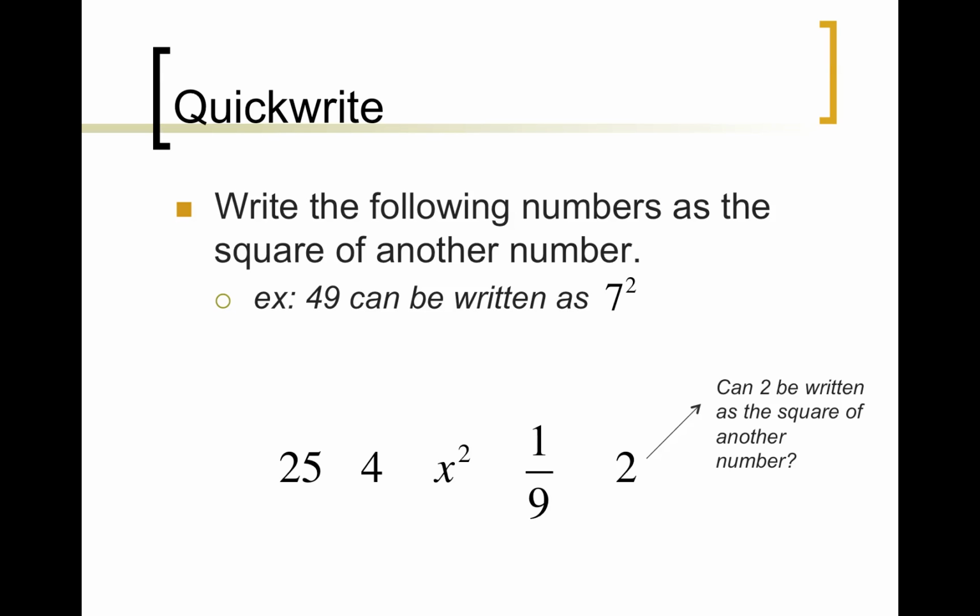So I want you to write down the following numbers as the square of another, and I've given you an example. 49 can be written as 7 squared. So here are 6 others: 25, 4, x squared, 1/9, and 2. Well, 5 really. Tricky. Can 2 be written as the square of another number? I guess we'll see. Do the best you can.